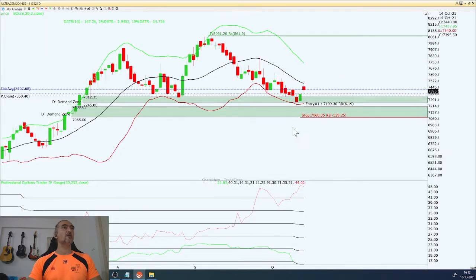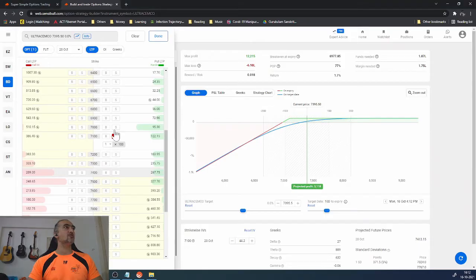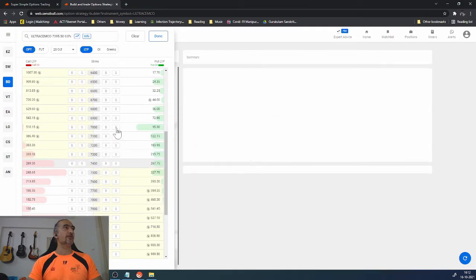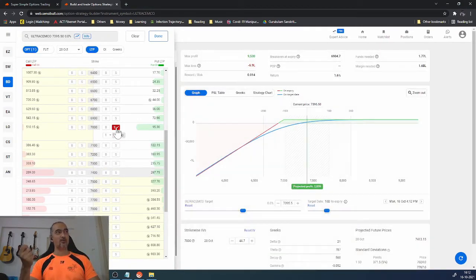Well, simply because the demand zone here is at 7,189. Anything below this demand zone is ideal. I would have chosen 7,000 as well, but if I'm selling, I want a higher premium, right? So I'm getting 95 premium here at 7,000, and today the market is closed. So this is an approximation. I would have to take a look at the volumes and the premiums in an open market.